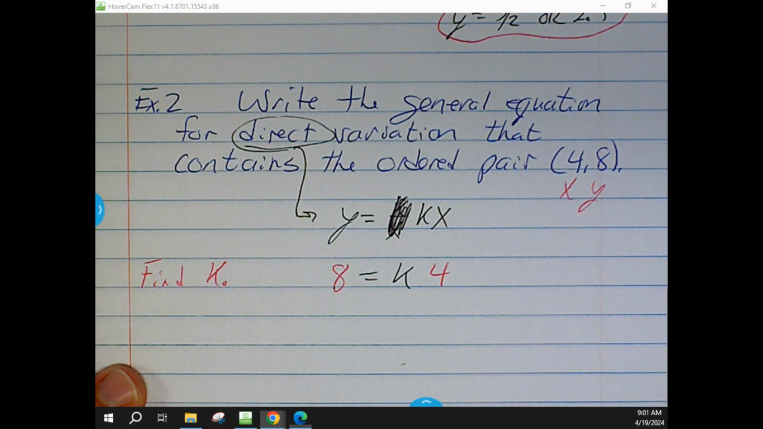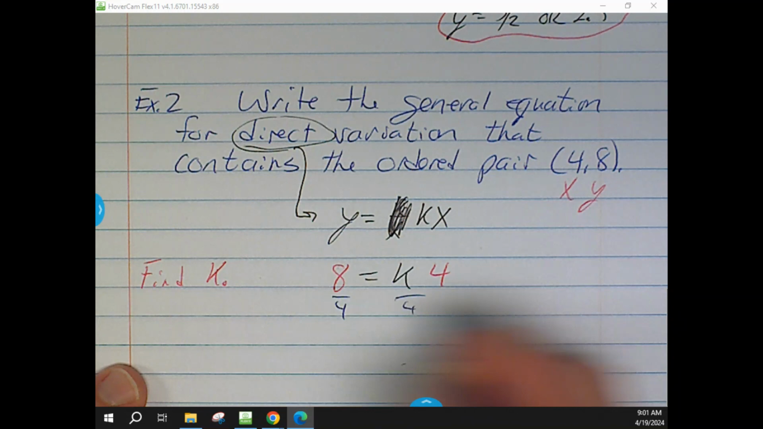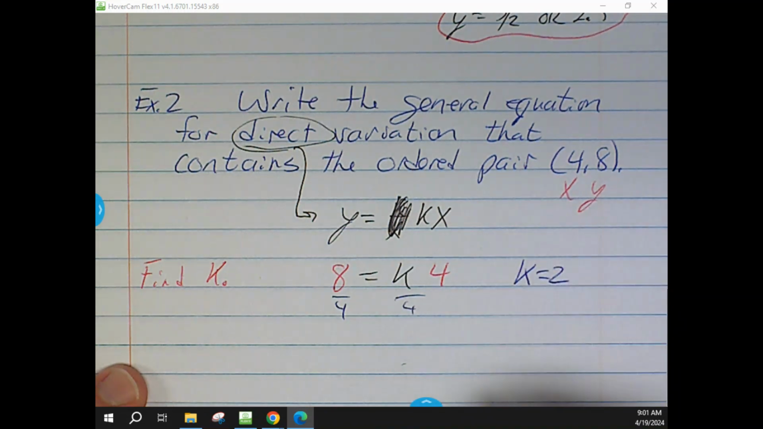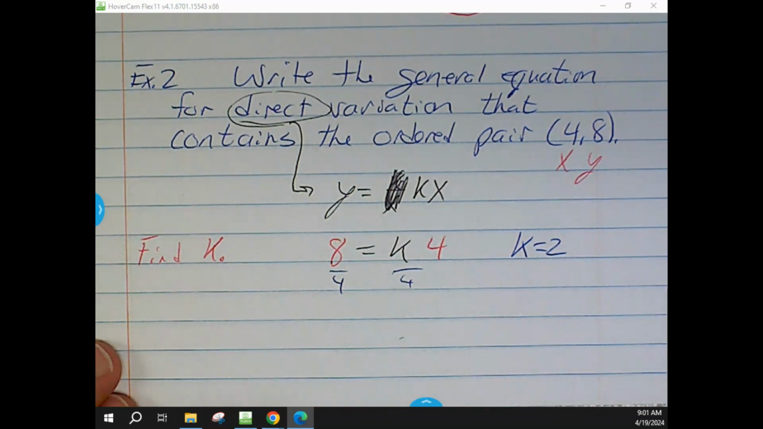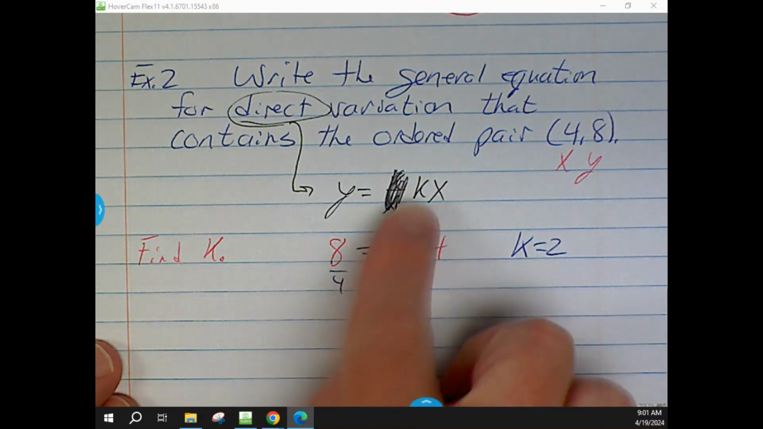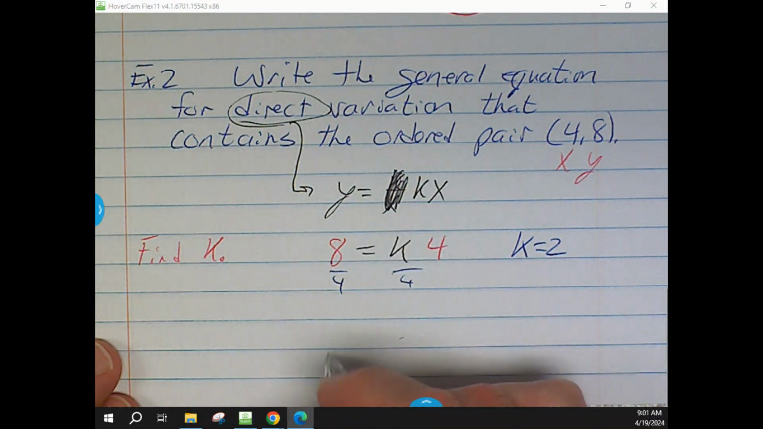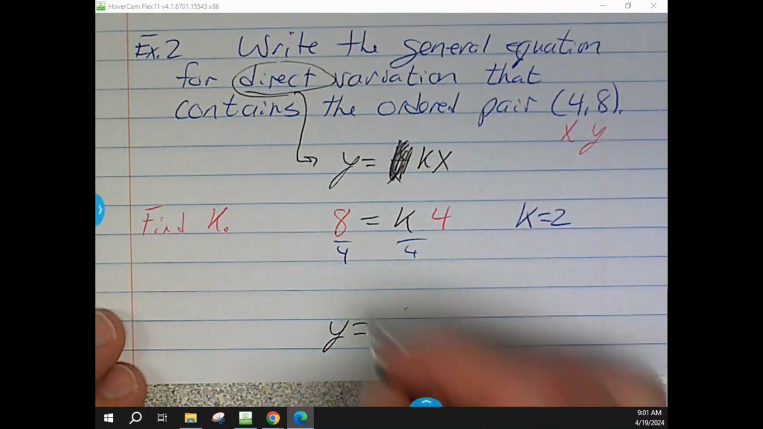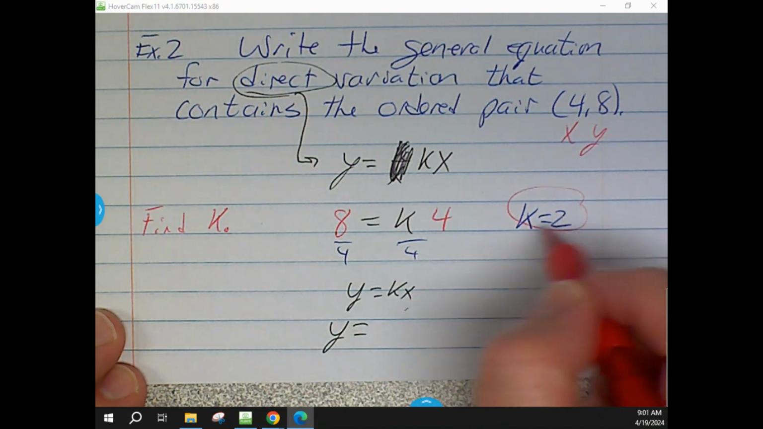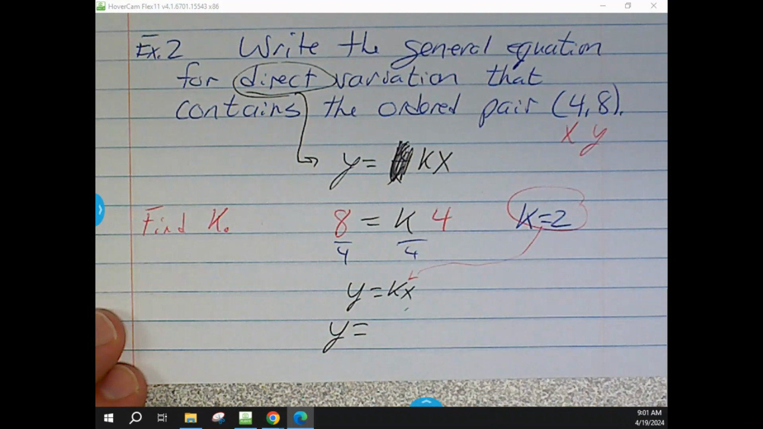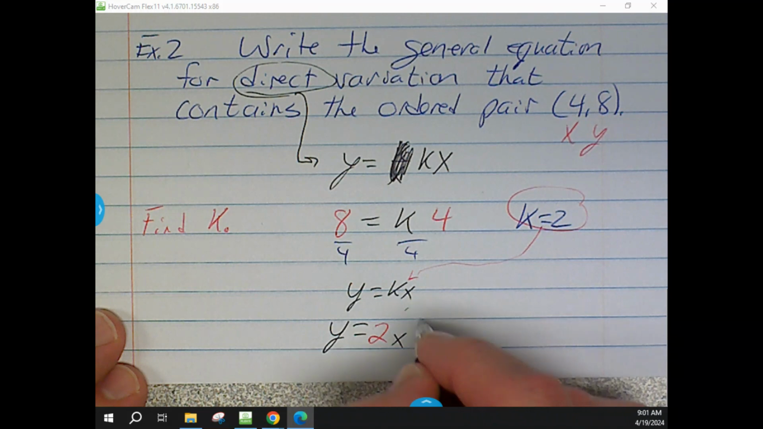Okay, so again, divide both sides by 4. We know that k is equal to 2. Okay, now the way the question is written, it doesn't say define k. It says write the general equation. So then all you have to do is take the same general equation that we have here, y equals k times x, but you plug in the k value of 2. So your general equation would just wind up being y equals 2 times x.